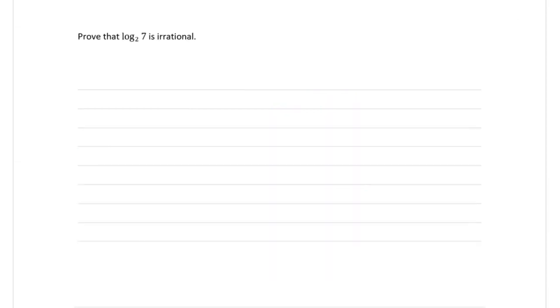Okay, this one is a similar proof, and if you're familiar with logs, I think you might find this one quite nice, and you might like to give this a go yourselves. If you're not familiar with logs, just keep following on. So we want to do a similar proof. We want to prove that this is irrational. So we're going to assume that log base 2 of 7 is rational.